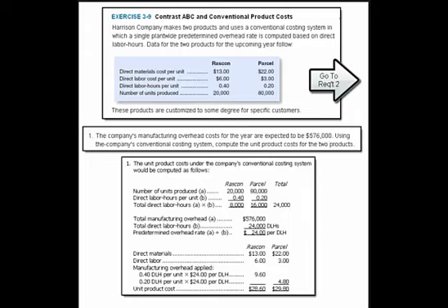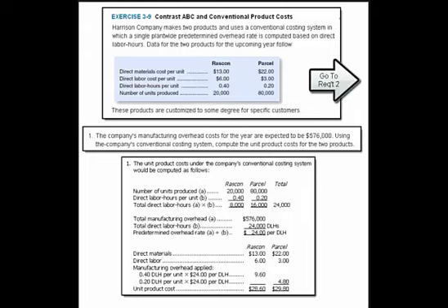So in the blue matrix there, you see the direct material cost per unit for Rascon and Parcel. And then we have direct labor cost per unit, direct labor hours per unit, and the number of units produced. Now, the last sentence says these products are customized to some degree for specific customers. So here's question 1, as well as the answer that you can see on the bottom half of the screen.